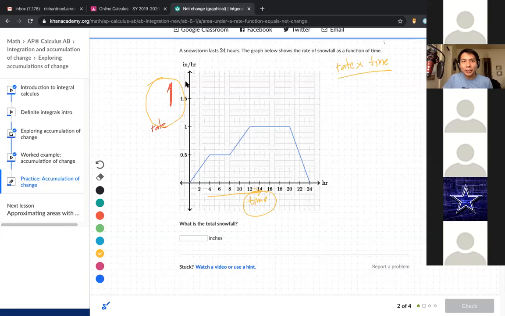So let's take a look at this example, guys. It says here, a snowstorm lasts 24 hours. The graph below shows the rate of snowfall as a function of time. So the rate is a direct correlation to our time. Again, our y-axis, in this case, is snowfall. It's the rate of inches per hour. I think you guys are very much familiar with this. Everybody is familiar with the inches we get here in Chama.